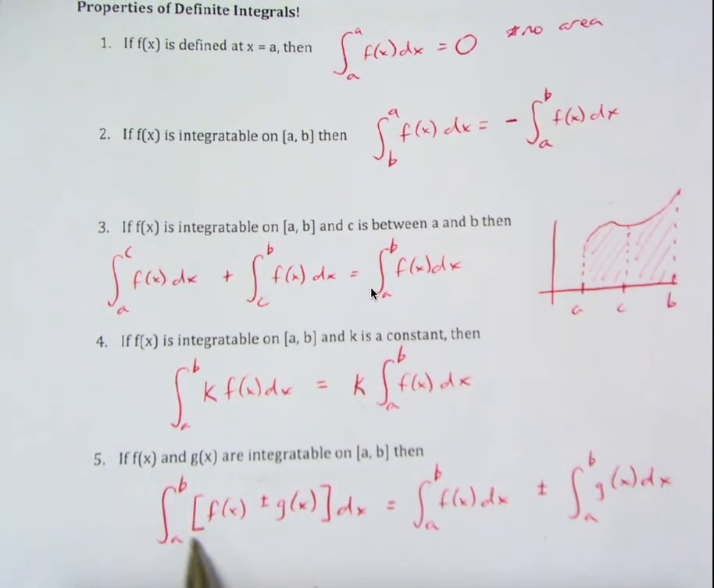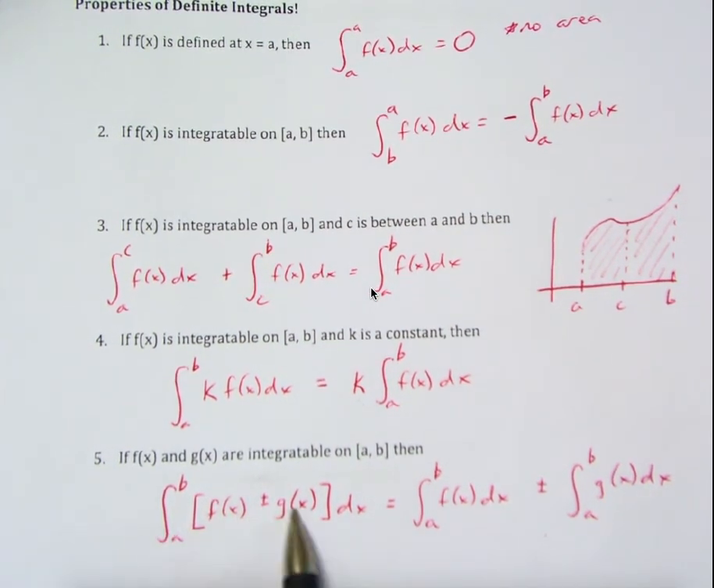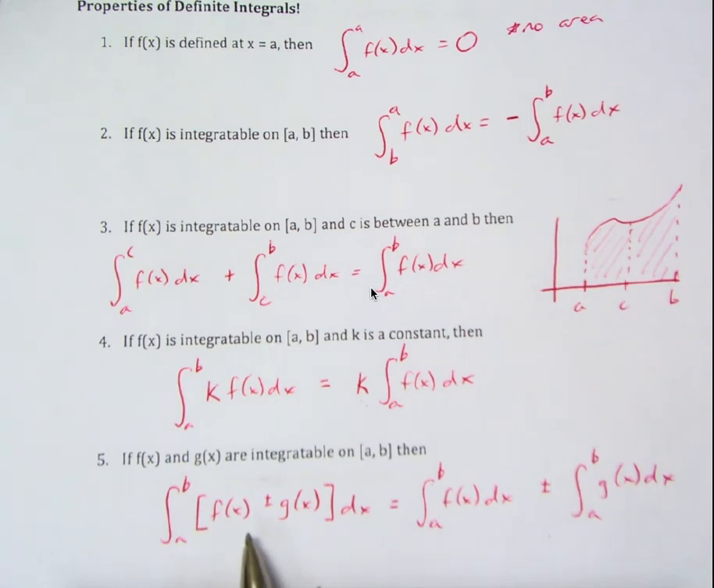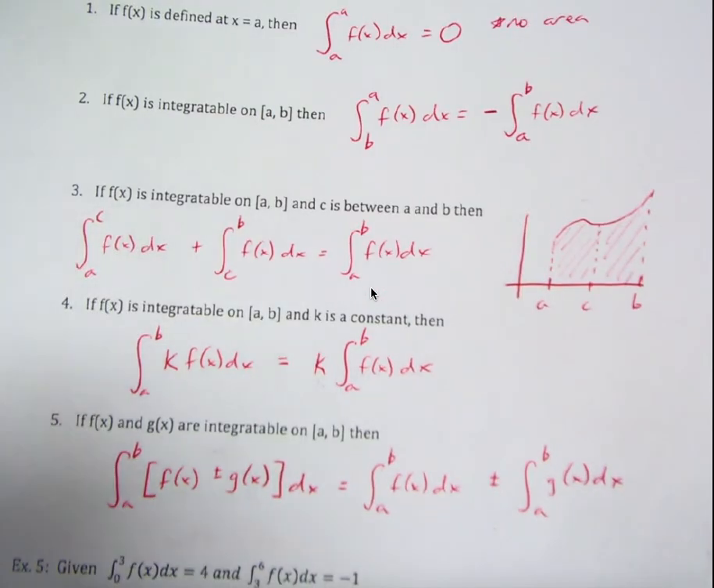And the next one just says if you're integrating the sum or difference of functions, then you can just split it up into two functions that are being added or subtracted and just calculate each one separately. It only works with addition or subtraction though. There is no product rule and there is no quotient rule for integrating. We'll get into other techniques and how we deal with those, but not today.